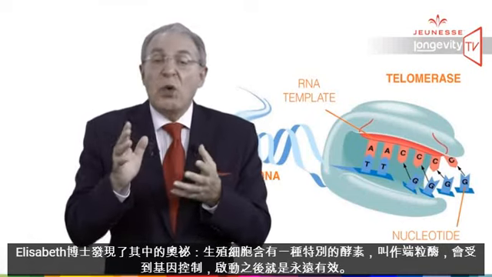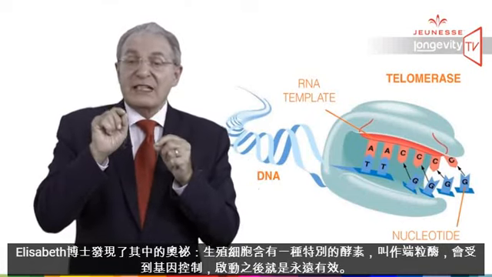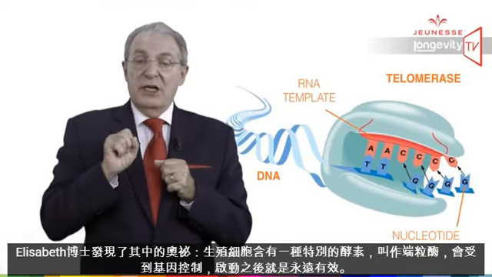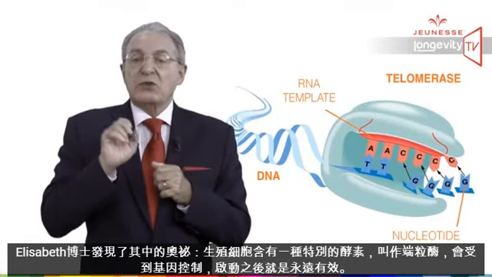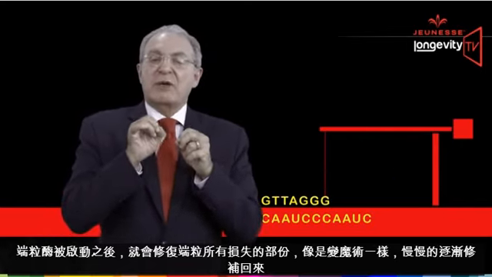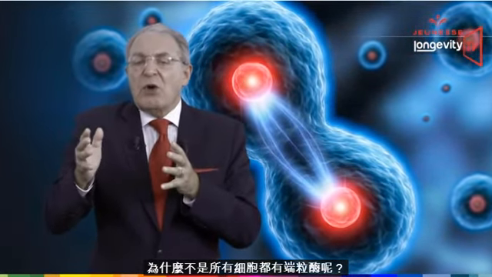Elizabeth found out why. The germinal cells have a special enzyme called telomerase, which is genetically controlled and activated permanently. When telomerase is activated, it will rebuild every piece of telomere which is lost, and this is almost magic, piece by piece, brick by brick.